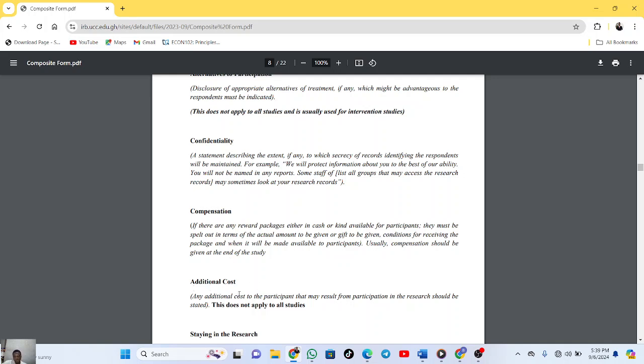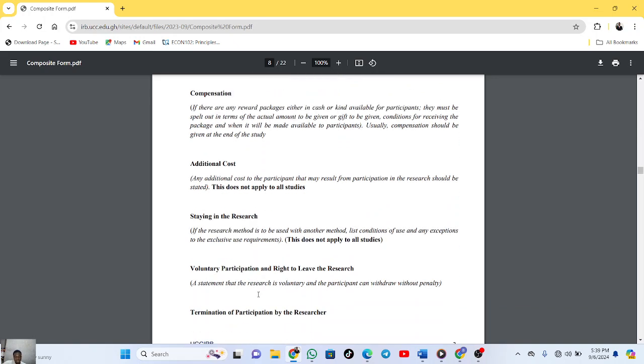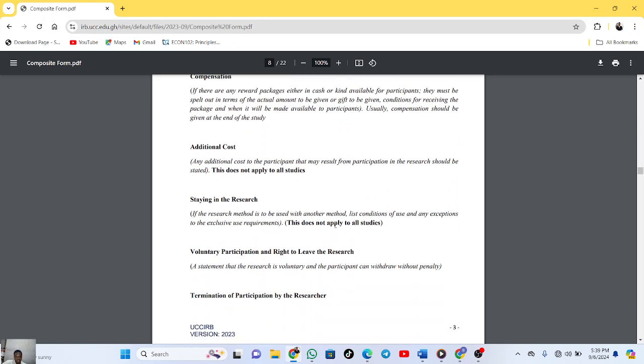Additional cost. The additional cost does not apply to all studies, so you can decide to skip that one. Staying in the research also does not apply to all studies, but mostly it applies to interventional studies. So if you are doing an experimental study, you have to provide information on additional cost and staying in the research.